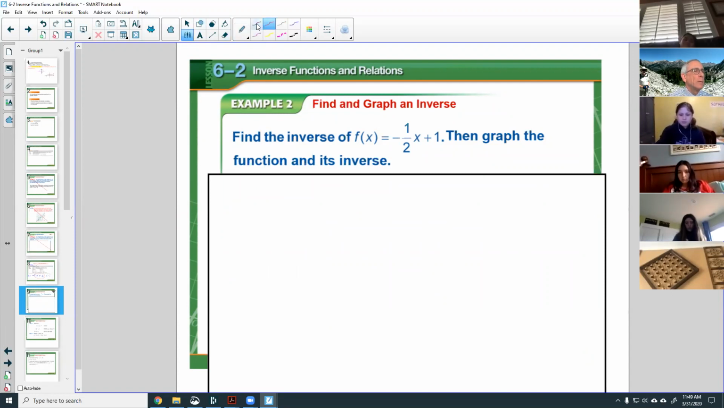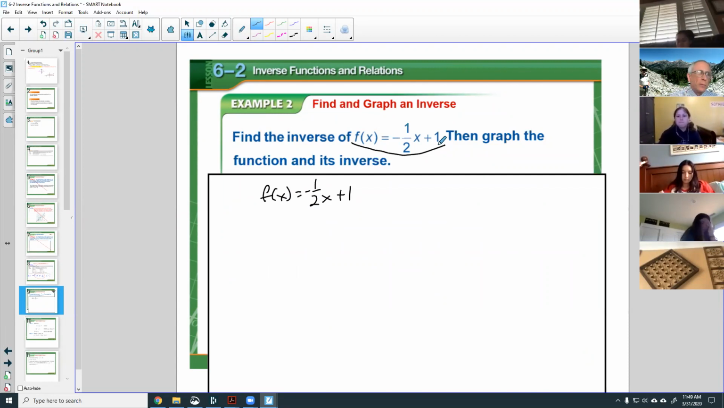I have the function f of x equals negative 1/2 x plus 1. They gave that to me right there. The first step in finding an inverse is to change f of x to y, because we know that f of x and y are the same thing. So y equals negative 1/2 x plus 1.